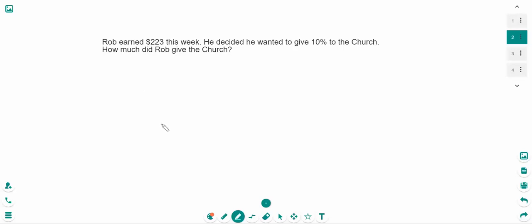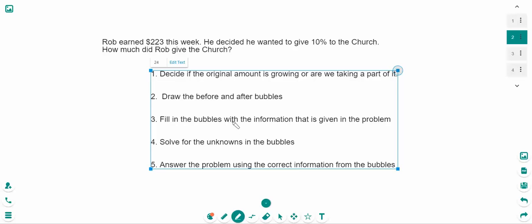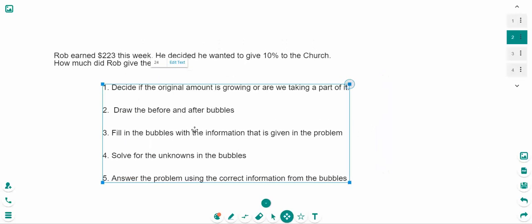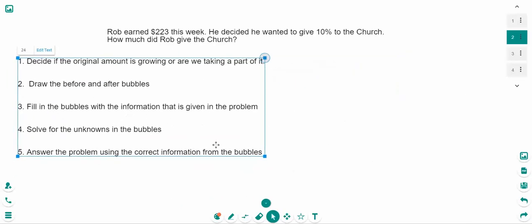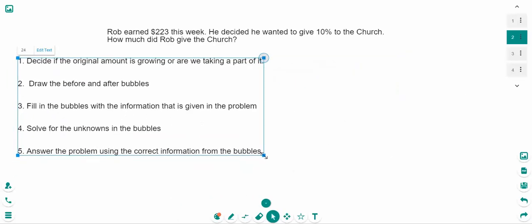Okay, so I'm going to have you try this on your own. Make sure you have those steps that we talked about a minute ago, and put those right down in front of you. Here, I'll even paste them right on the screen for you. And I want you to try to do this on your own first. And then we'll do it together and see how well you did.